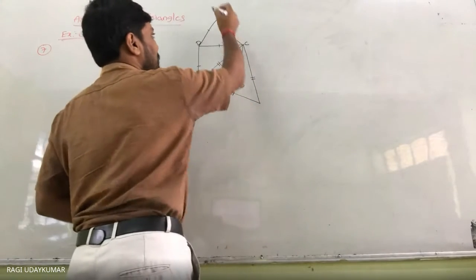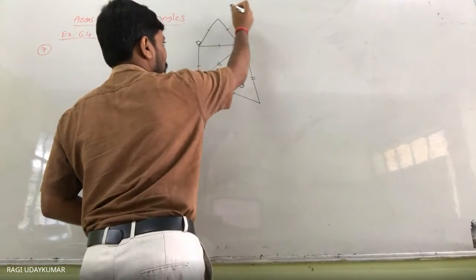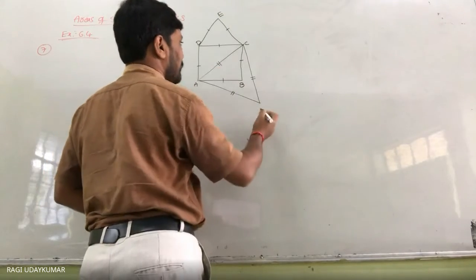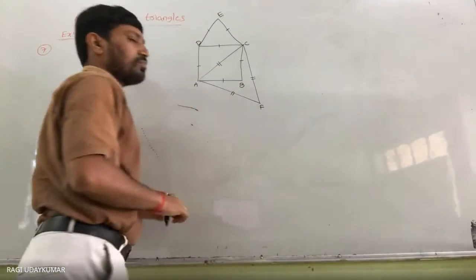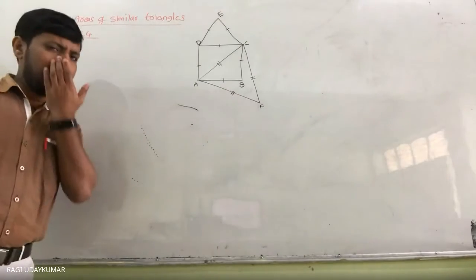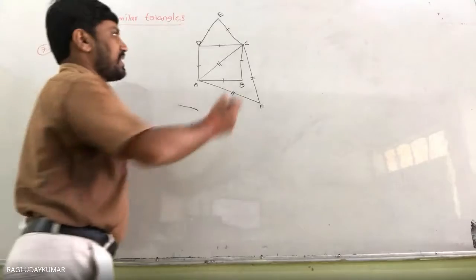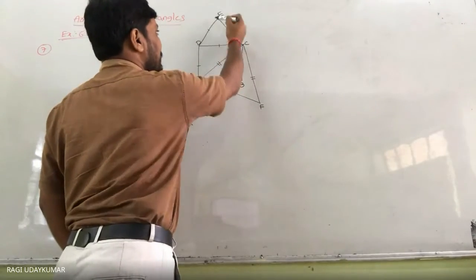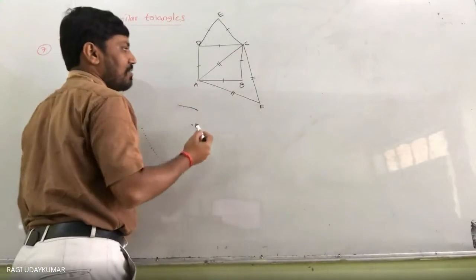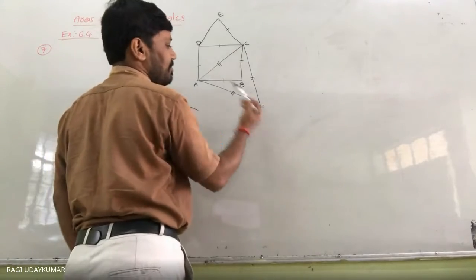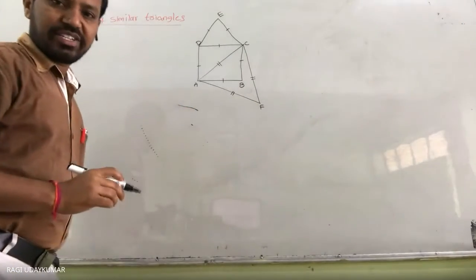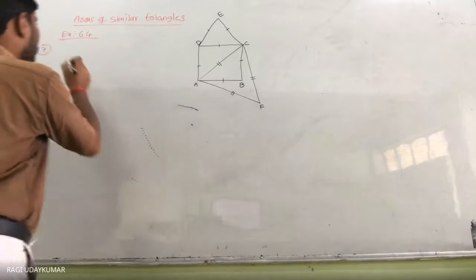So let us name this as some E here and here F. You can name any letters, that doesn't matter here. Now what to prove here? Area of the triangle CDE is equal to half of the area of the triangle ACF. Isn't it? So that we need to mention here.